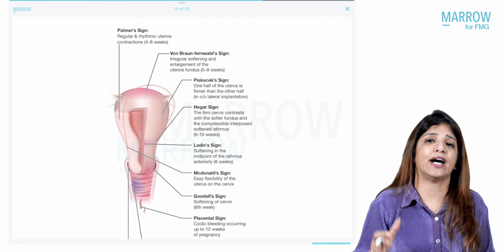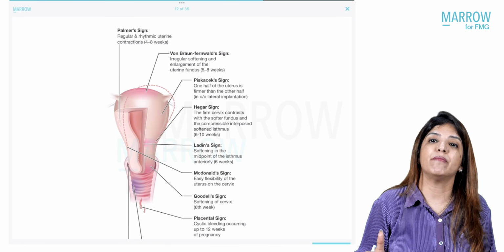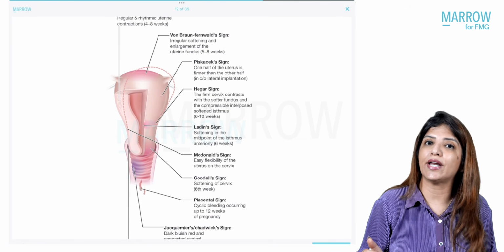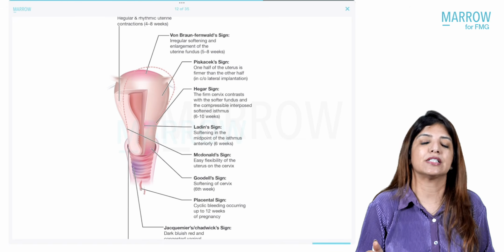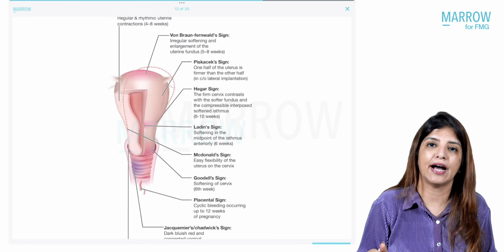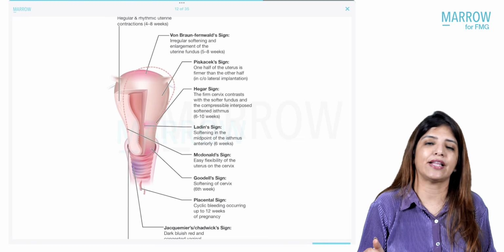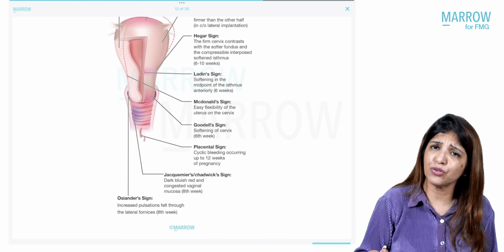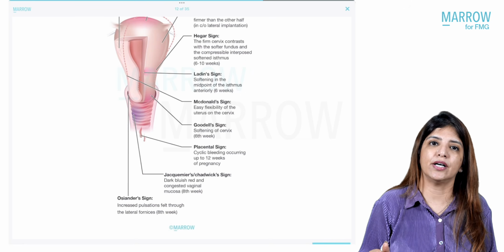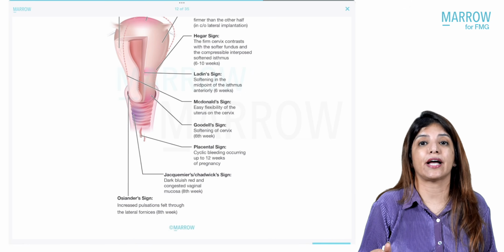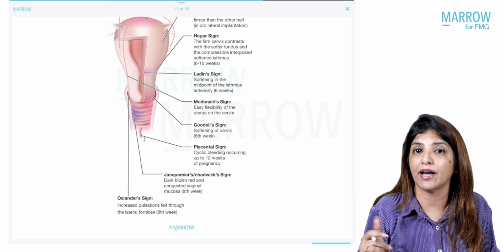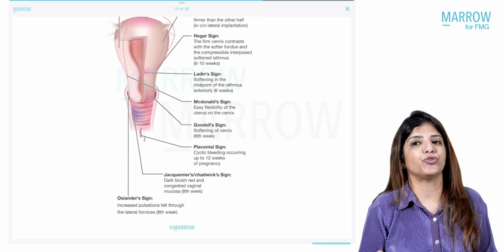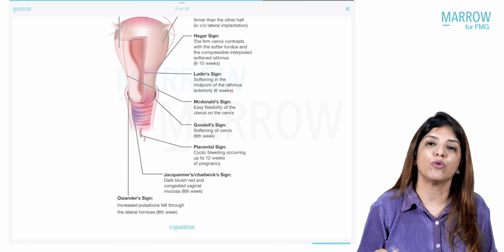Then you can get the other signs like Palmer's sign. Palmer's sign is the regular rhythmic contractions which you are getting in the uterus. Then you can get Chadwick sign or Jacquemier's sign, that is the dusky blue color which you get of the vagina and vestibule. Osiander sign, that means the pulsations which you are getting in the lateral fornix of the vagina, right? Then you can get Piskacek sign. Piskacek sign means that there is asymmetrical enlargement of the uterus in early pregnancy. And all these signs which I told you just now, all of them become positive around 8 weeks.